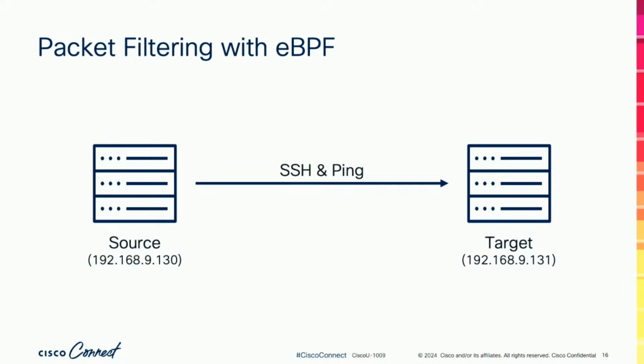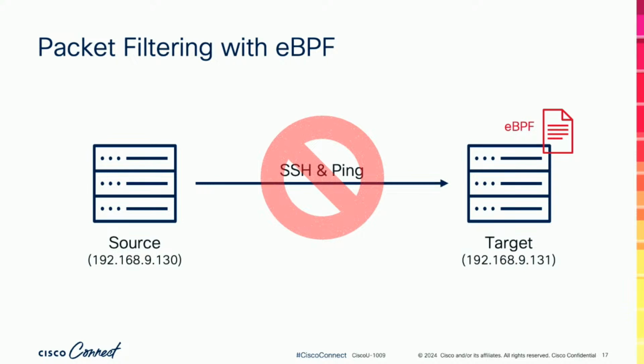One is 192.168.9.130. That's going to be our source. And our target is going to be 192.168.9.131. The target is the one that we're going to run our eBPF program on. So we're going to try sending pings and SSH connections from the source to the target. And at first it's going to work. But when we run the eBPF program, you're going to notice that those packets are going to get dropped and that connection's not going to be able to work.